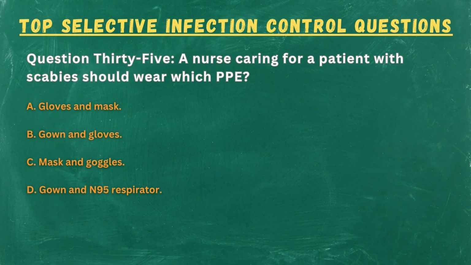Question 35. A nurse caring for a patient with scabies should wear which PPE? A. Gloves and mask. B. Gown and gloves. C. Mask and goggles. D. Gown and N95 respirator. Answer: B. Gown and gloves.